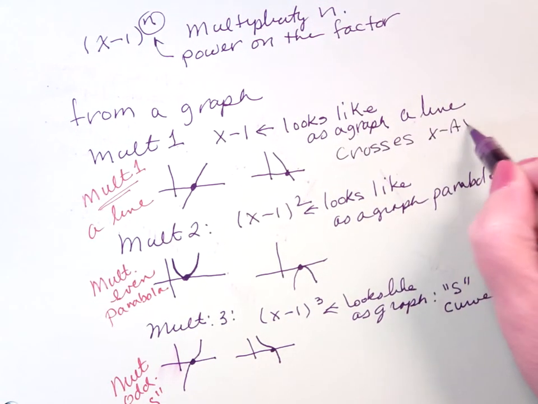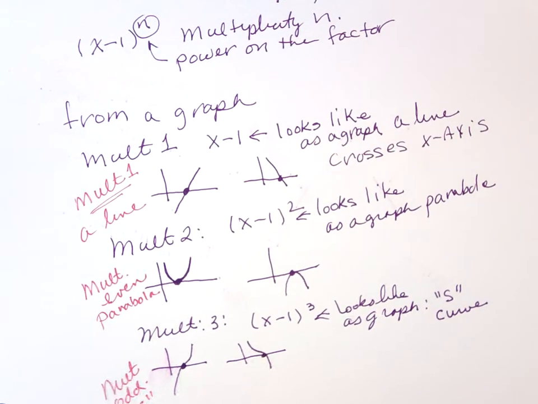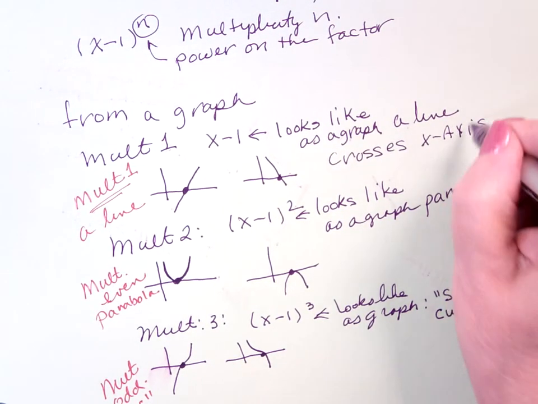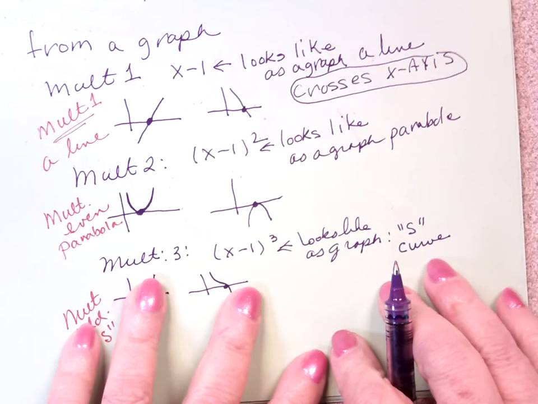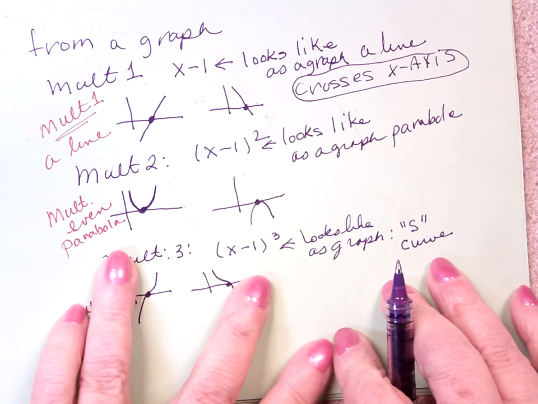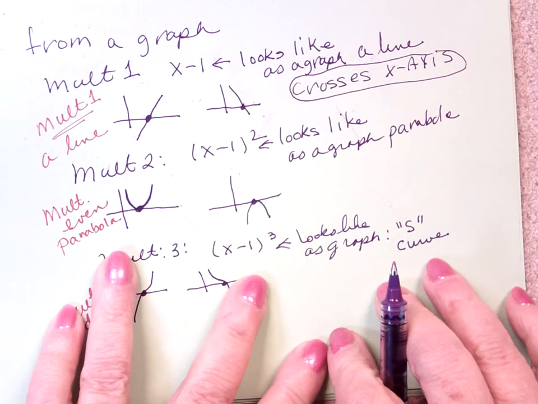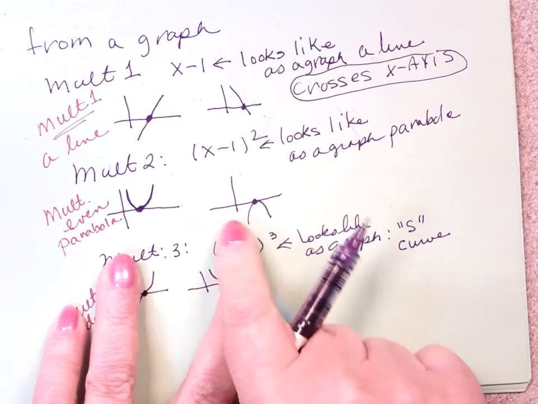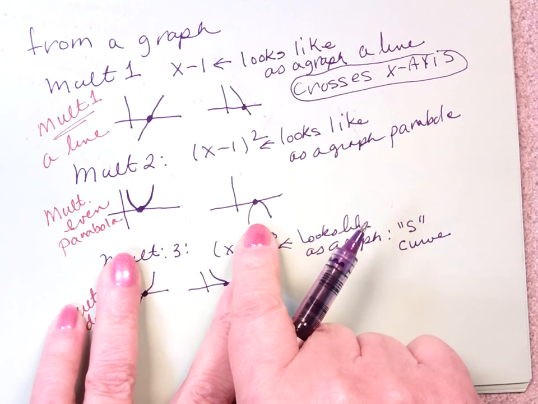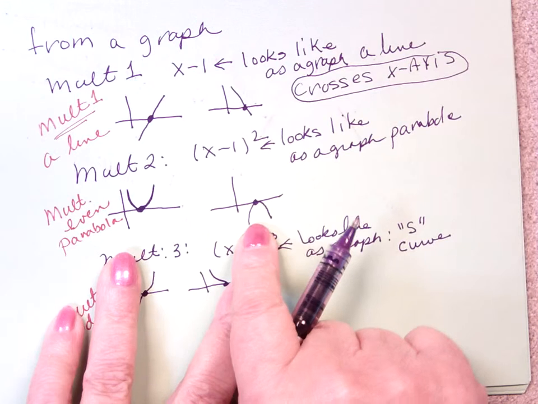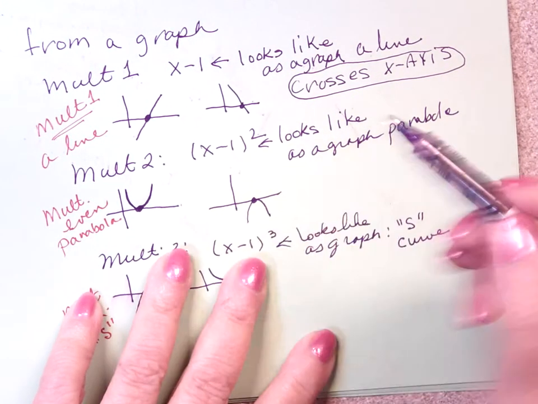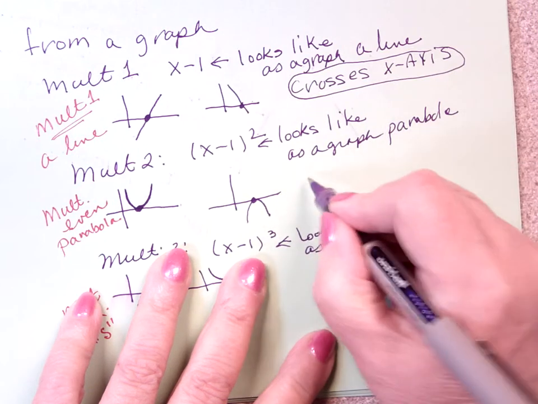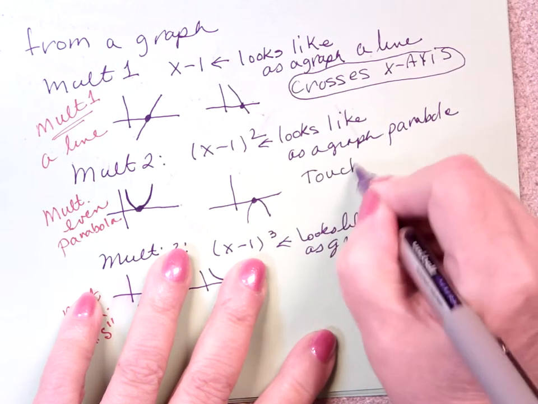the x-axis. So a line crosses the x-axis. If it's multiplicity even or multiplicity 2, it is a parabola at that zero. That's what it looks like at that zero. It's a parabola, and you notice that it doesn't cross the x-axis. This touches the x-axis.